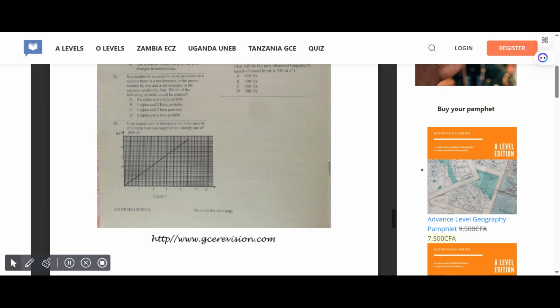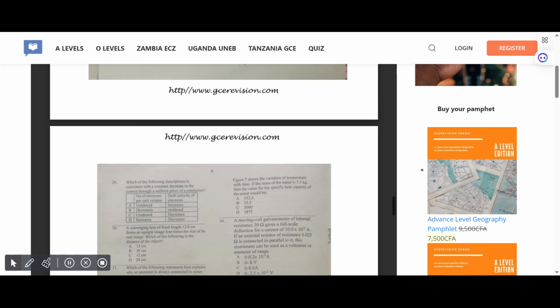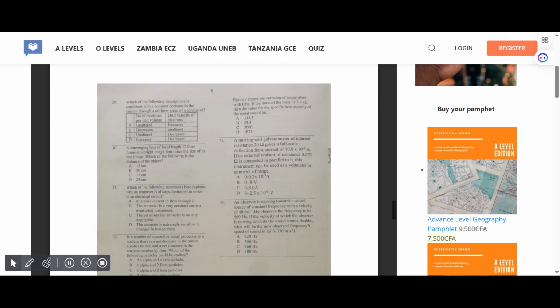In an experiment to determine the heat capacity of a metal, heat was applied at a steady rate of 1000 watts. Figure 7 shows the variation of temperature with time. If the mass of the metal is 7.5 kilograms, then the value for the specific heat capacity of the metal will be. Correct answer for 33 is B. A moving coil galvanometer of internal resistance 20 gives a full-scale deflection for a current, if an external resistor of resistance is connected. Correct answer for 34 is C.